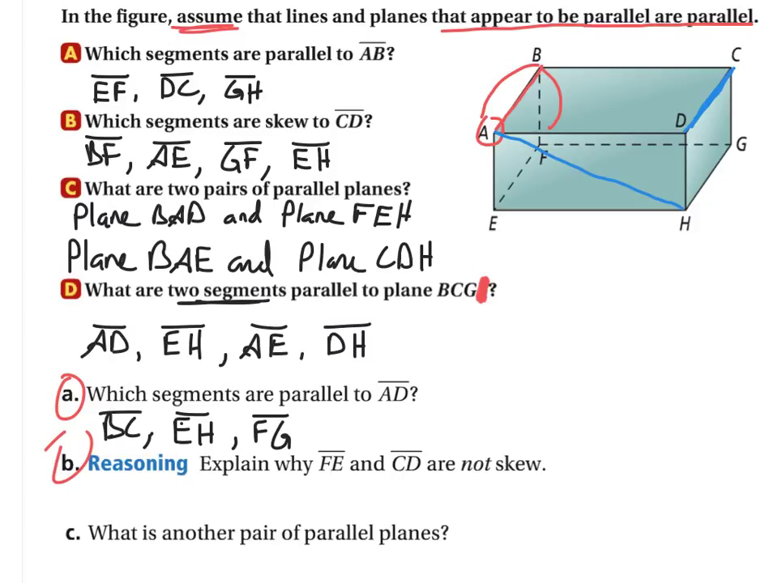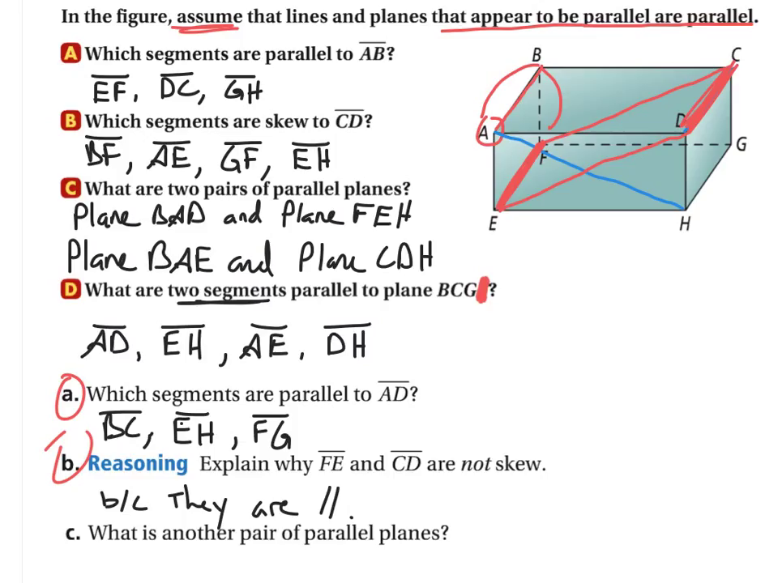Part B here. Explain why line segment FE and line segment CD are not skew. Because they are parallel. And again, why are they parallel? Because if I look at this segment and that segment, I can put a plane going diagonally through that box that connects those lines. Those lines or segments are in the same plane.